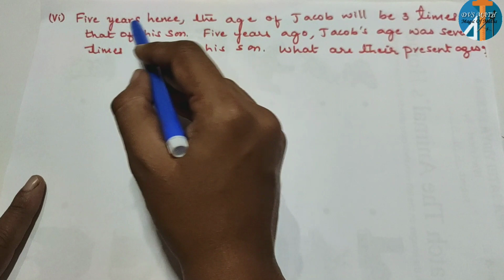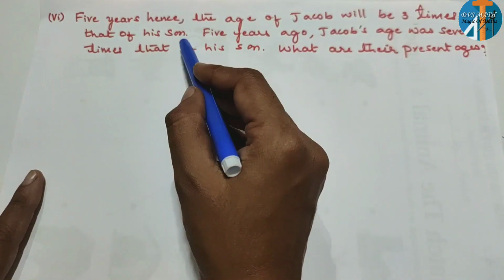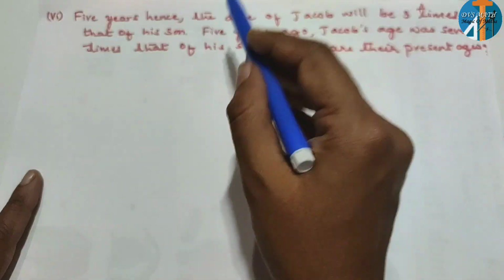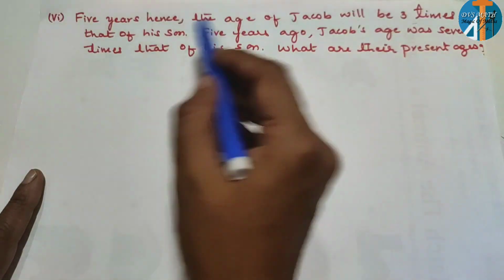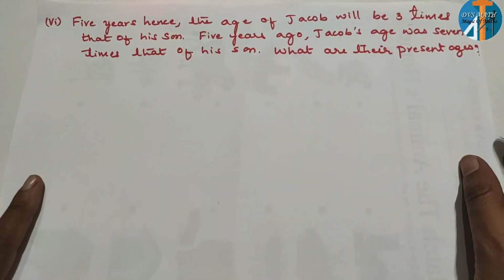Question 6. 5 years hence the age of Jacob will be 3 times that of his son. 5 years ago Jacob's age was 7 times that of his son. What are their present ages? They are asking like this.